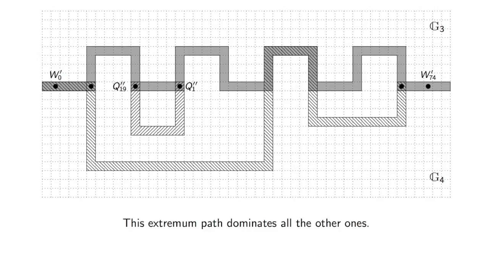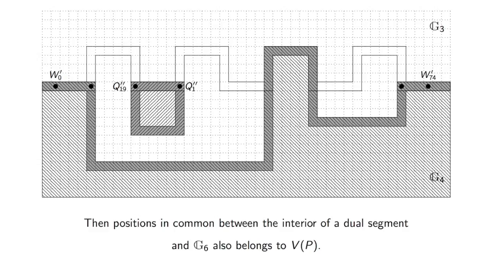Now consider the arc Q2. This arc is dominated by the extremum arc extracted from P. Thus any position which belongs to both the interior of Q2 and to the graph G6 also belongs to the extremum arc extracted from P. In our example, there are no such positions.